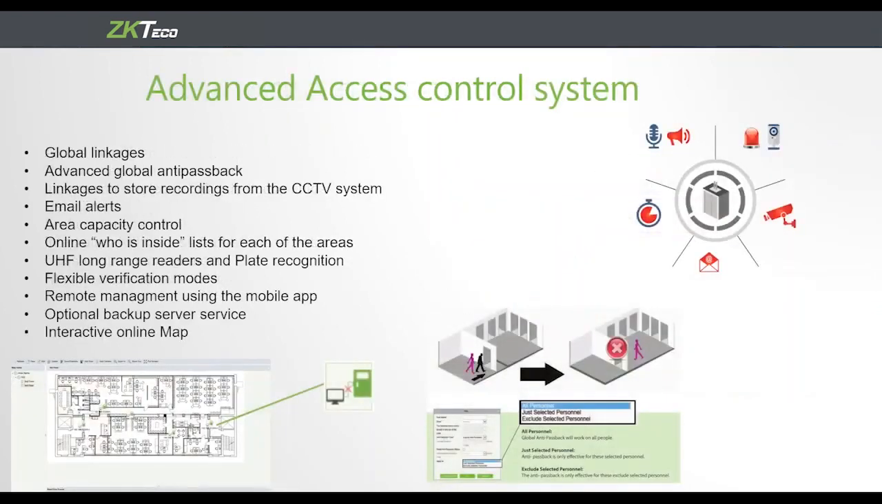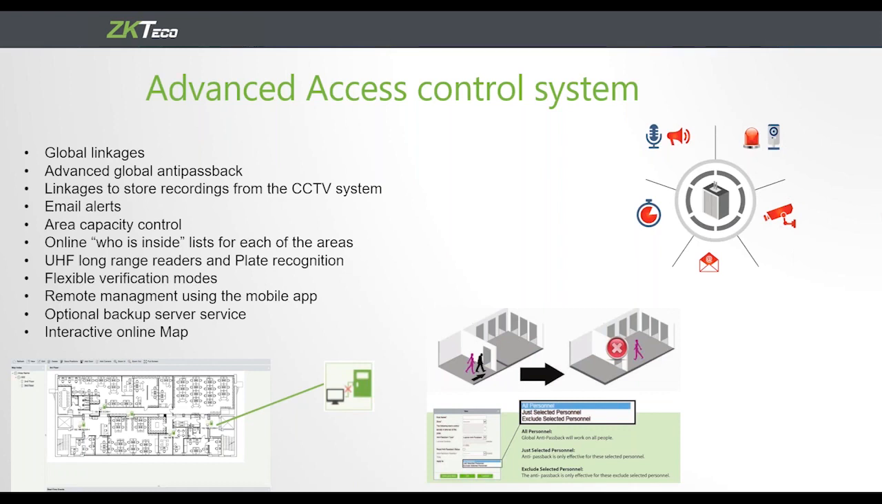Okay, this is an example of an advanced access control system. In the advanced access control system, we can have global linkages, we can have advanced global anti-passback functions. With this, I mean that in our standard access control systems, it's not possible to have communication between different controllers. So that means if I have an installation of 8 doors and I have 2 4-door panels in my system, I'm not able to make, for example, an anti-passback between door 1 and door 8, because door 1 and door 8 belong to different controllers. So there's no communication between these controllers.